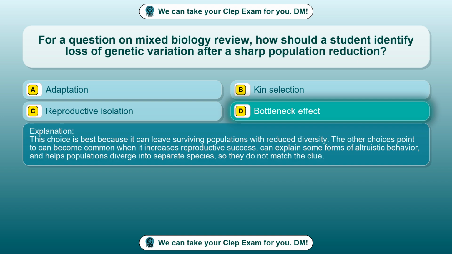This choice is best because it can leave surviving populations with reduced diversity. The other choices point to can become common when it increases reproductive success, can explain some forms of altruistic behavior, and helps populations diverge into separate species, so they do not match the clue.